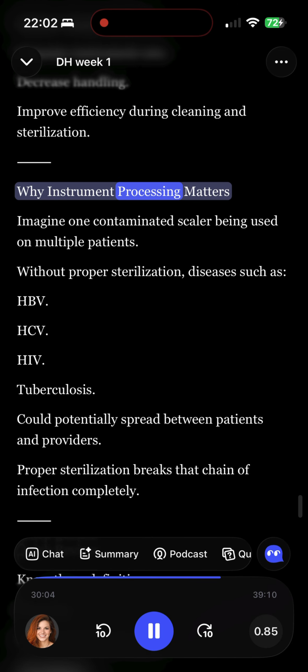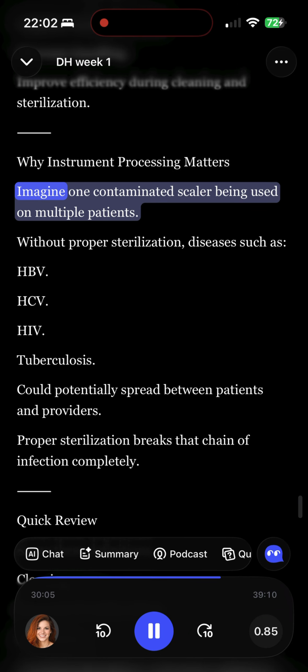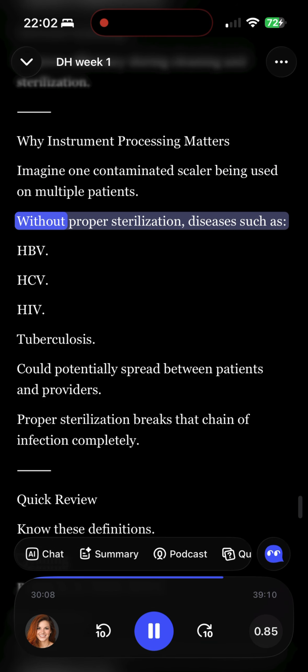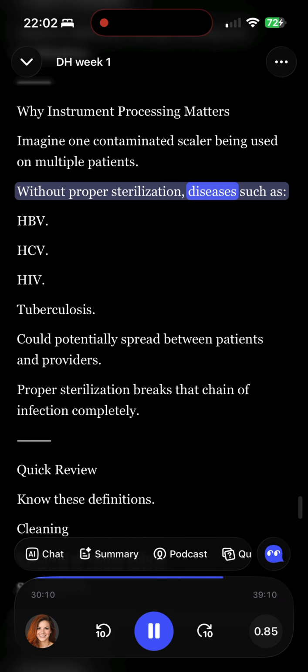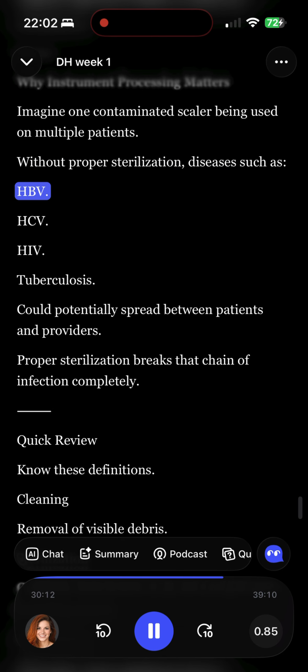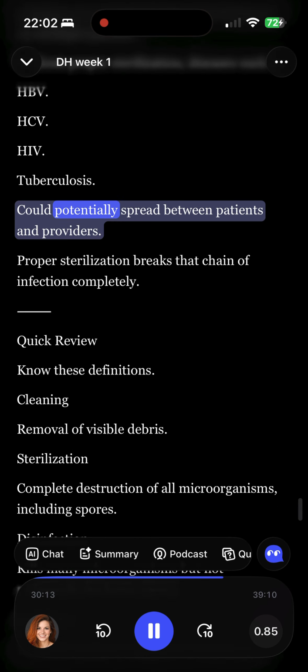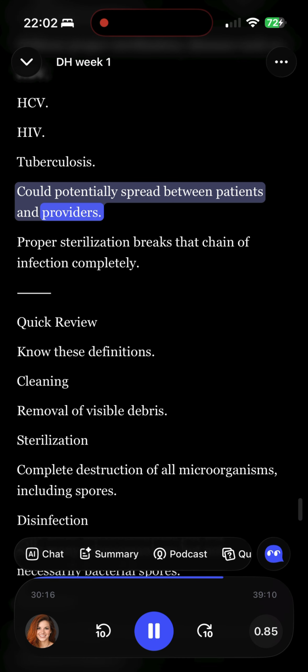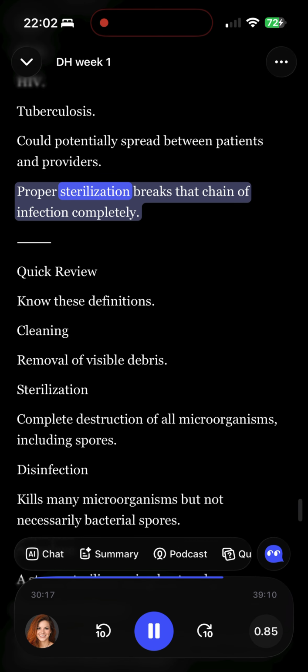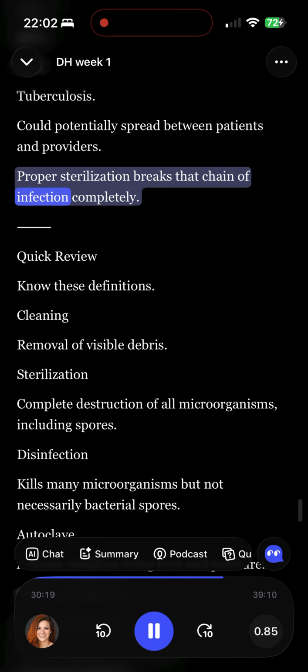Why instrument processing matters. Imagine one contaminated scaler being used on multiple patients. Without proper sterilization, diseases such as HPV, HCV, HIV, and tuberculosis could potentially spread between patients and providers. Proper sterilization breaks that chain of infection completely.